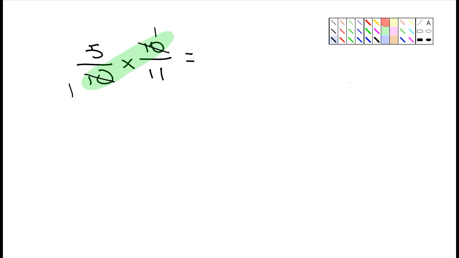Now look, I'll rewrite this problem here. So I have 5 over 1 times 1 over 11. That's a whole lot easier to solve because what's 5 times 1? 5. What's 1 times 11? 11.